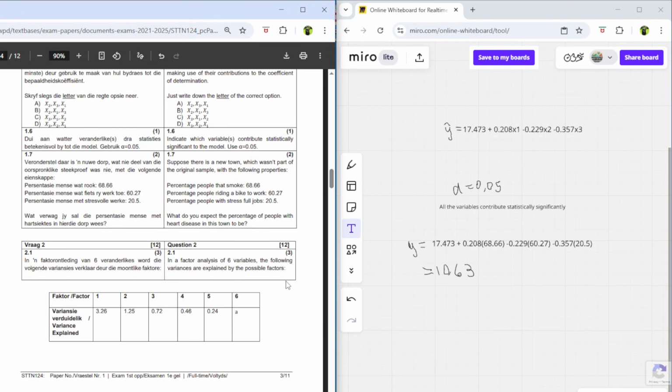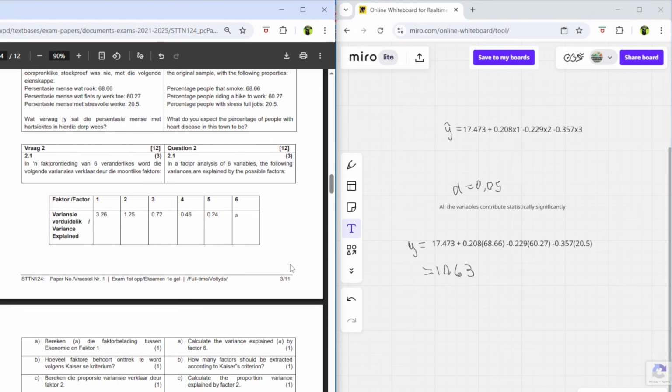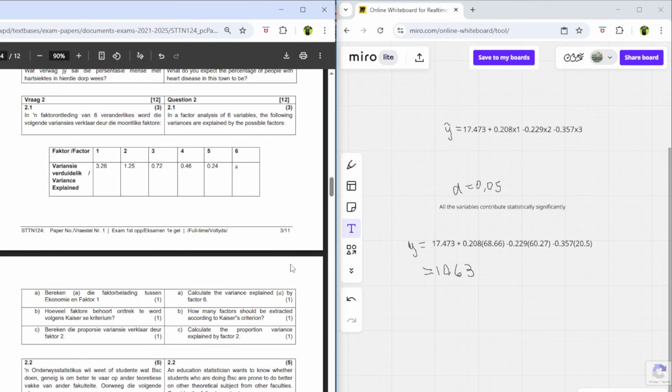So for question 2, we have study unit 2, vector analysis. Here's a question. In a vector analysis of 6 variables, the following variances are explained by the possible vectors. So we have 6 of them. There's one question which says 2.1a, calculate the variance explained by A, which is vector 6.